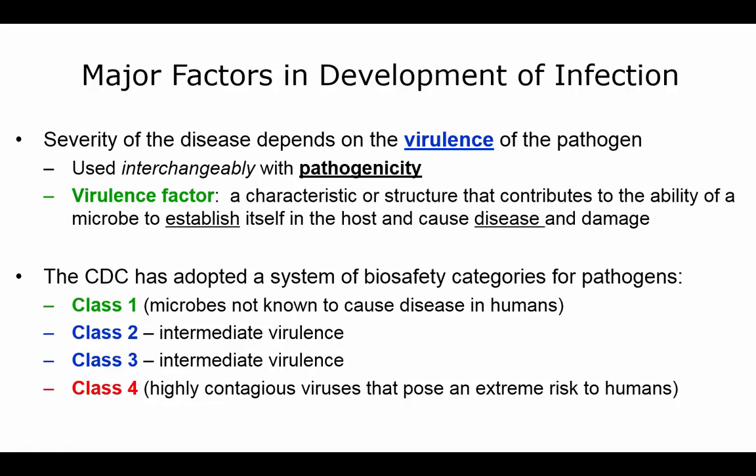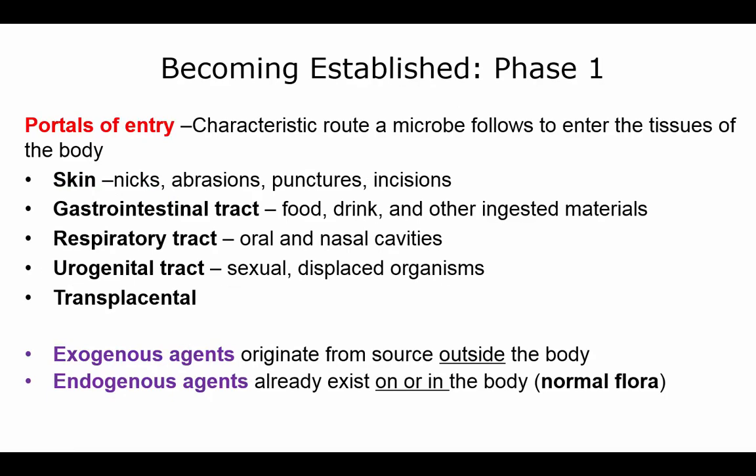So we look at pretty low-level pathogens as far as our class is concerned. I told you that we would come back to those 5 steps of infection. If we go back to step 1 or phase 1, this is the portal of entry. This is the route that a microbe uses to get into your body, into your tissues.